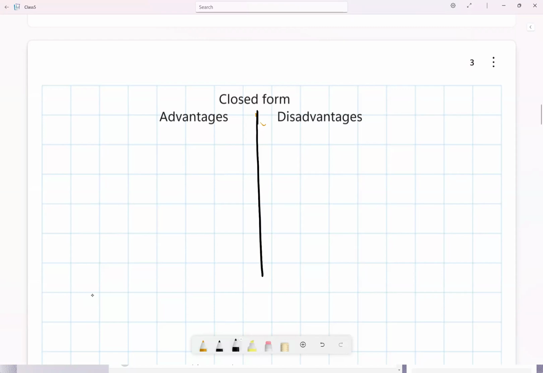But the advantage is that a closed form solution gives deep physical insight. So if you want to understand how things work, take the advantages.